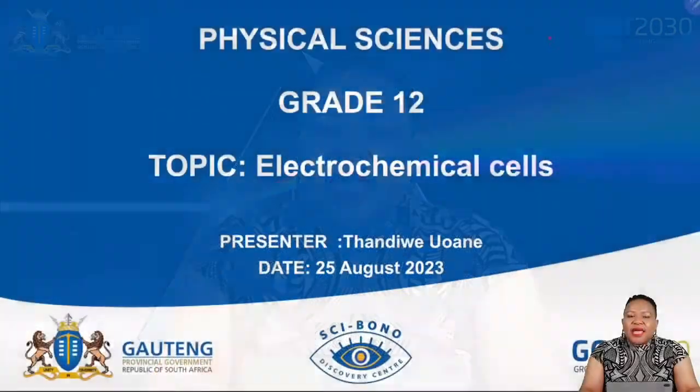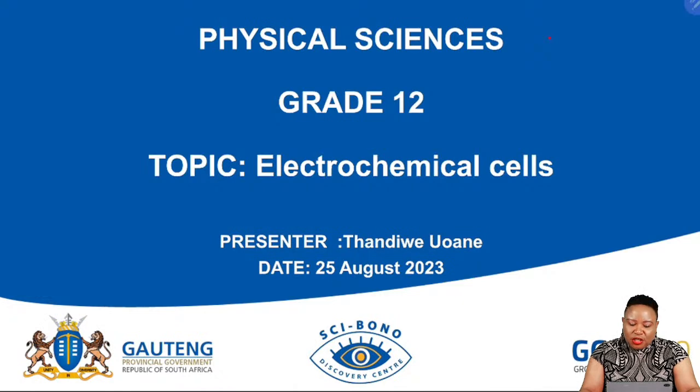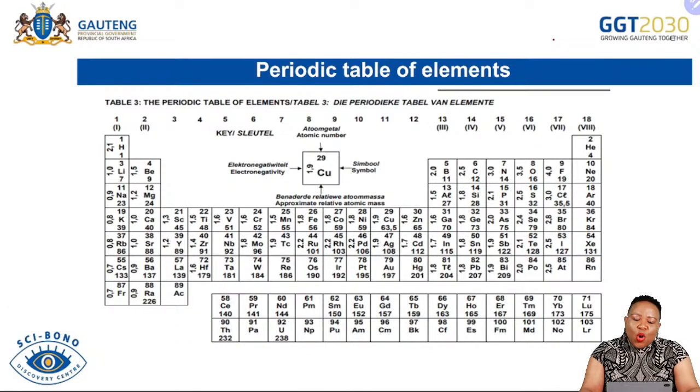Today's lesson will be based on electrochemical cells. So we are going to try and summarize what we have done under electrochemical cells, as we are preparing for our prelim examination. Now, you know that this lesson is based on a chemistry topic. Therefore, it is very important that immediately when you start with any topic under chemistry, you look at the periodic table. Therefore, we are going to look at our periodic table.